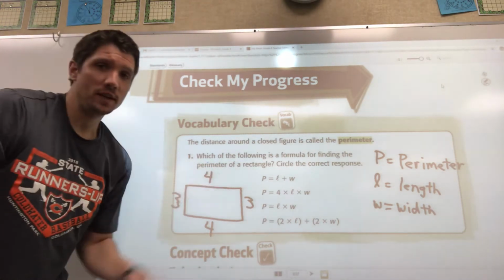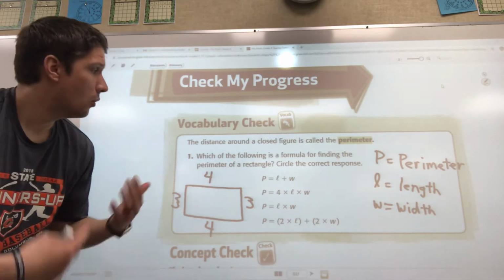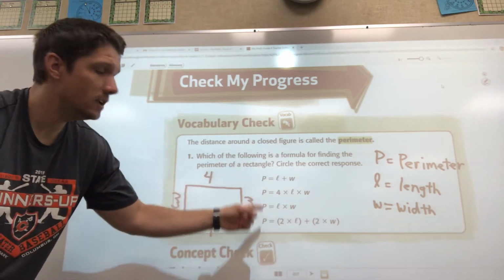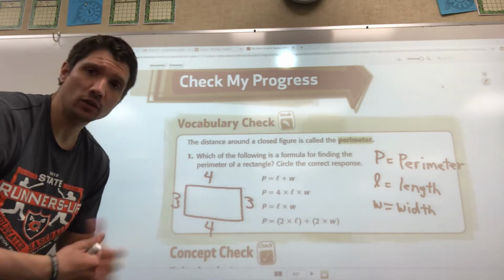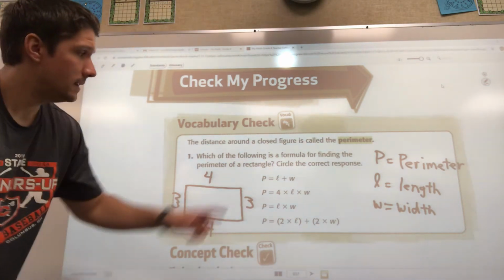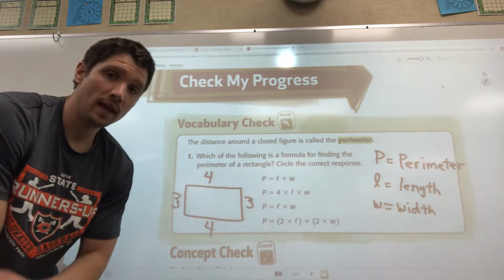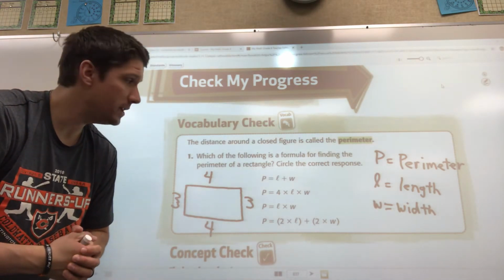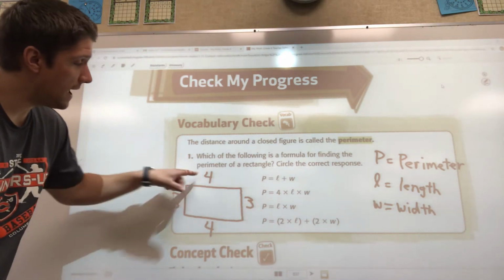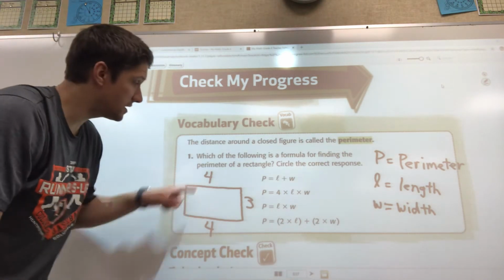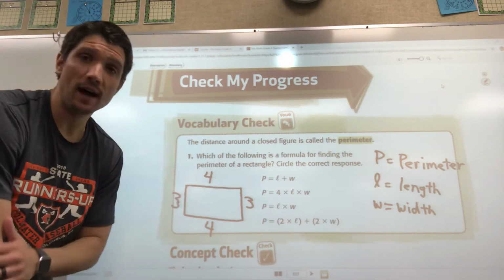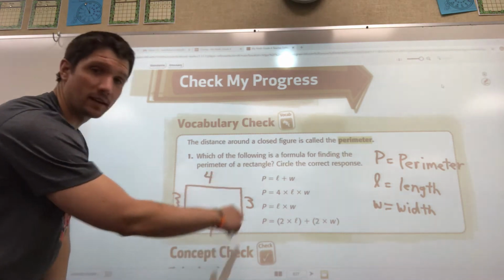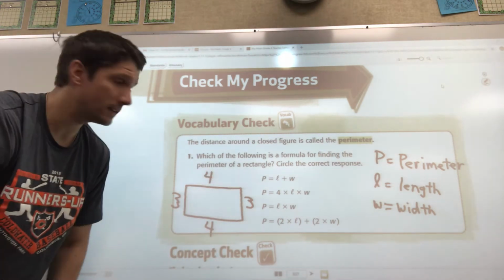Now, the question asks in number one, okay, which of these equations would find the correct perimeter? Now the first one, P equals L plus W. At first it looks like that would be correct. However, the problem is that means we would only add 2 of our sides, just the length and the width. That would not be our perimeter. That would not be the complete distance around our rectangle.